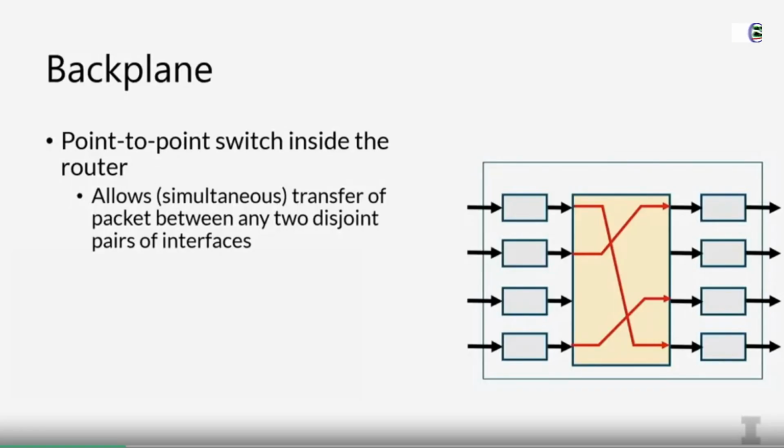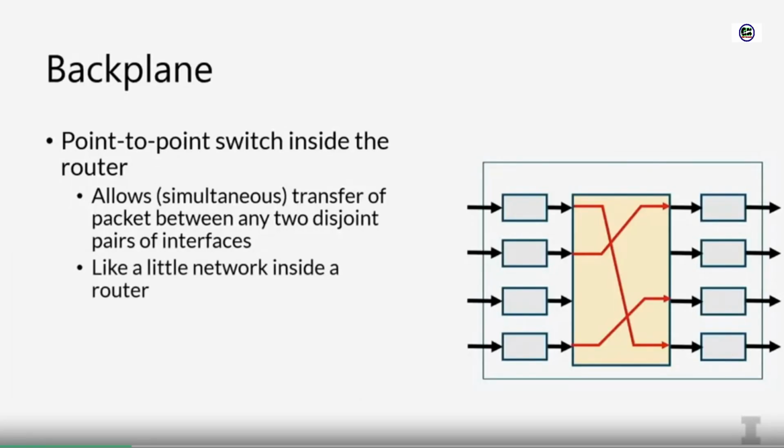And earlier backplanes, they're just buses. So with a bus, if it's a single shared media, only one pair of ports could send to each other at the same point in time. But more general backplanes allow multiple pairs of ports to communicate at the same time.